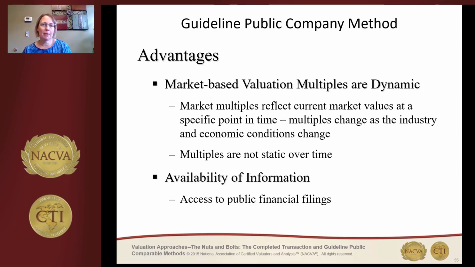The other advantage of Guideline Public Company method is that there's a lot of information available. You can go out, get the 10Ks, get the 10Qs, and get this information. Everyone has access to it. It's public filings. So unlike a database where you have to spend money to get the information from the database, or if you're looking at private transactions that have happened, other Main Street businesses, etc., you don't have the ready access to that information. So that would be a disadvantage of the other method, an advantage of the Guideline public company method.